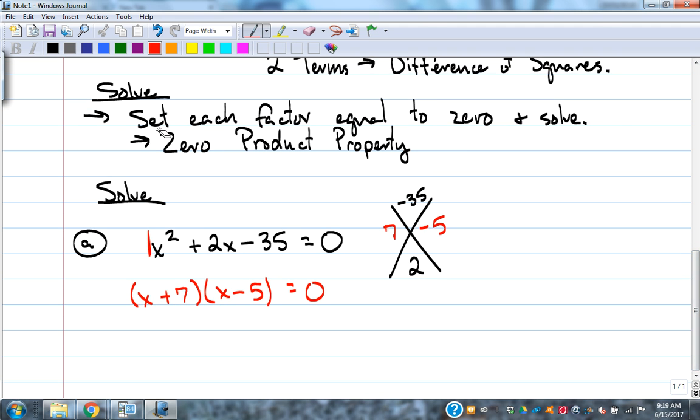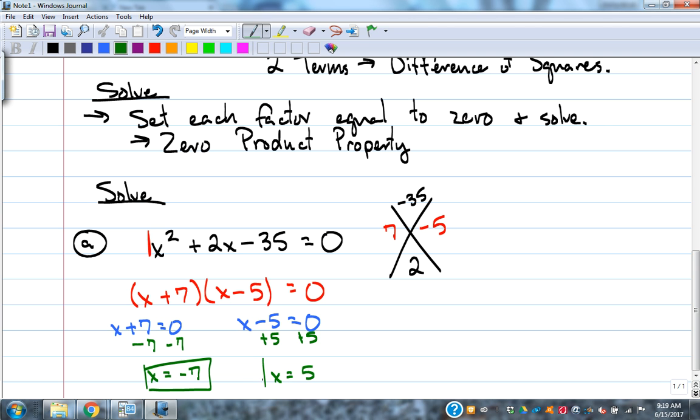The zero product property says to solve that, you're going to take each of these factors and set them equal to 0, separately. So you're going to say x plus 7 equals 0, x minus 5 equals 0. Once you get it factored, you're at the easy part. Now I just got to get x by itself on each of those problems. So I would subtract 7. Negative 7 is one answer. I'd add 5. Positive 5 is the other answer.